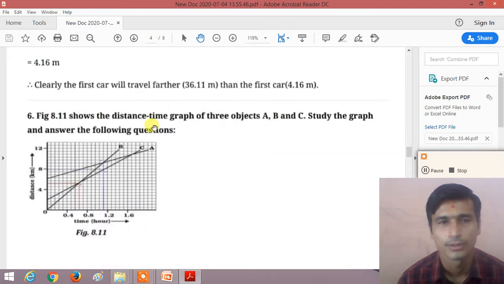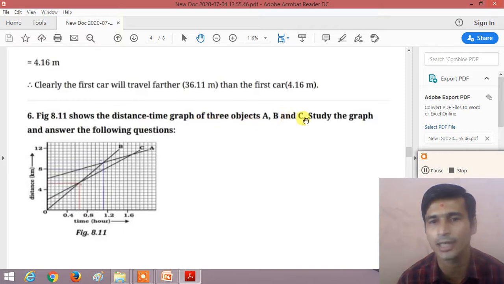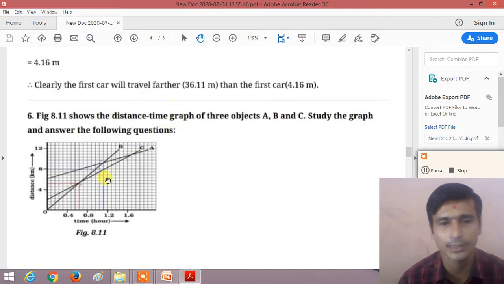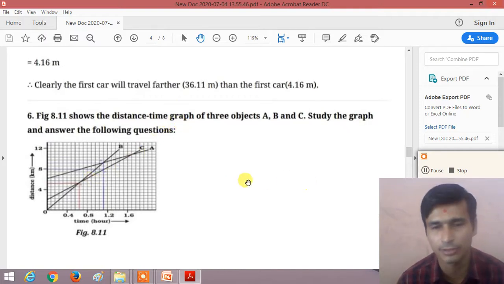Now question number 6. The figure shows the distance time graph for three objects A, B and C. Study the graph and answer the following questions. Right? Here the graph is given to you. Which graph is given to you? A distance time graph is given for the three different objects, object A, object B and object C. If the distance time graph is linear, the motion is uniform motion. So all three objects are moving with uniform motion, right?